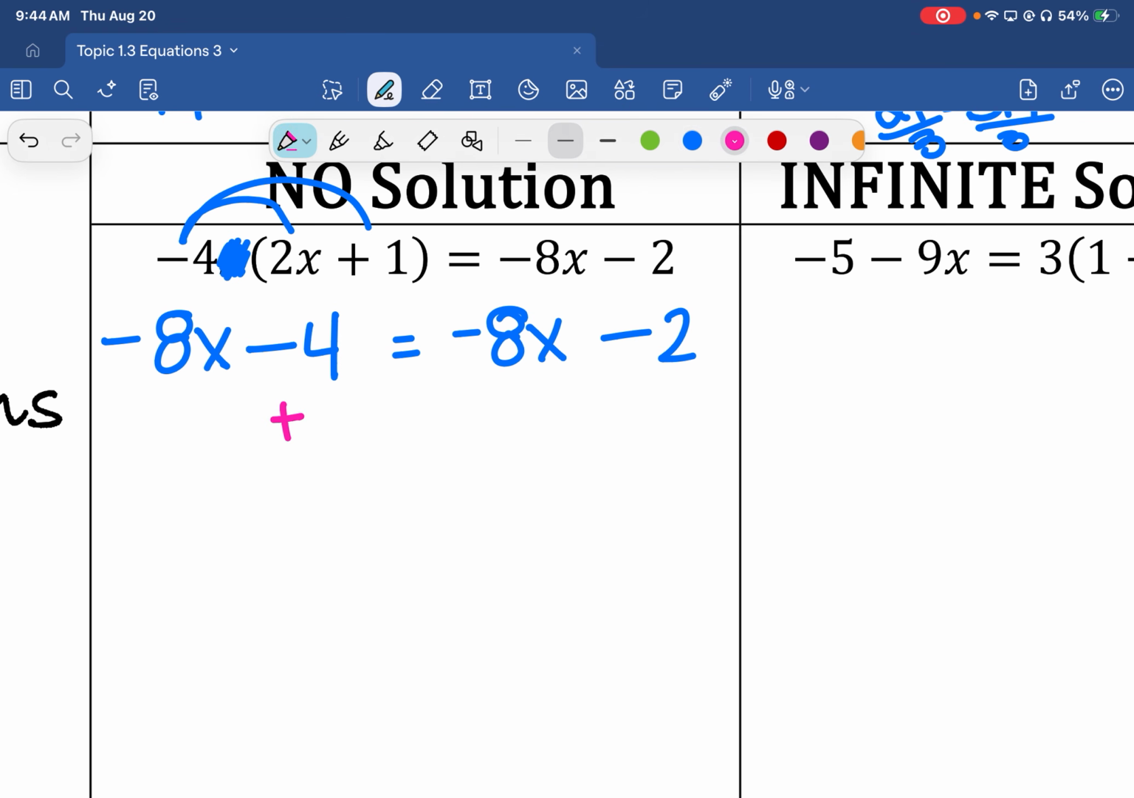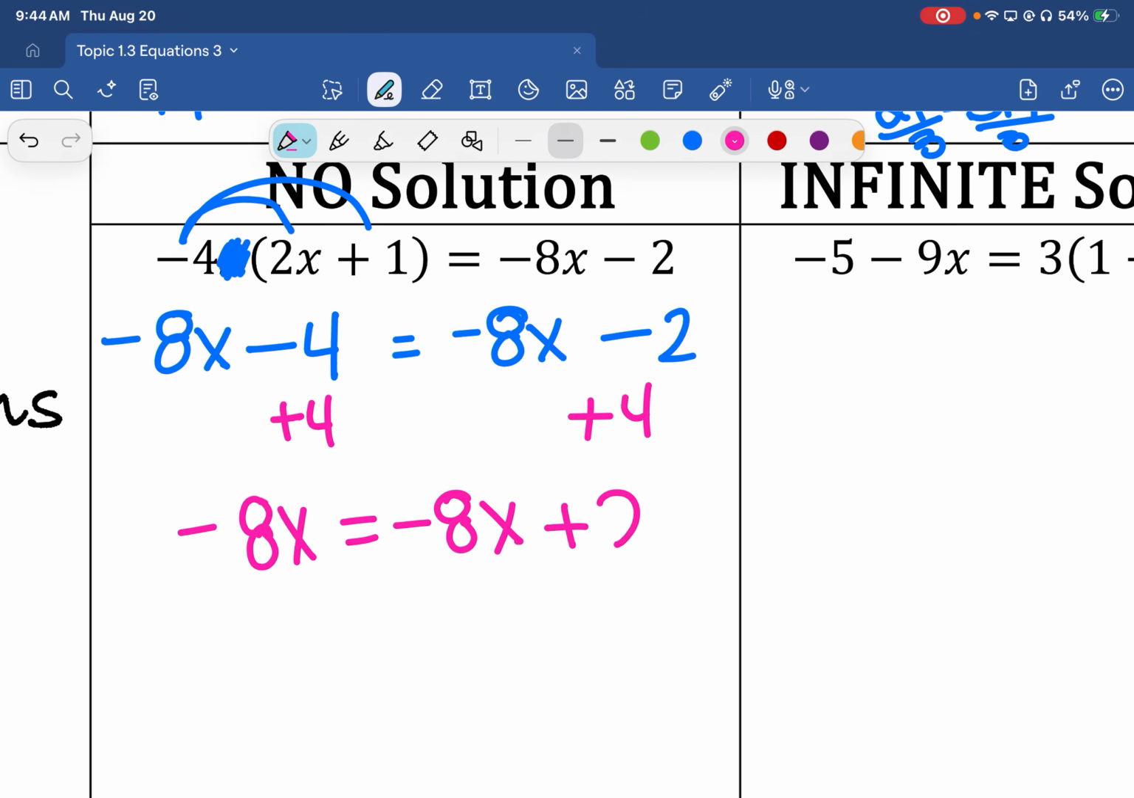Plus 4. We get negative 8x equals negative 8x. What is negative 2 plus 4? What else do I need to do? Plus 8. What is negative 8x plus 8x?